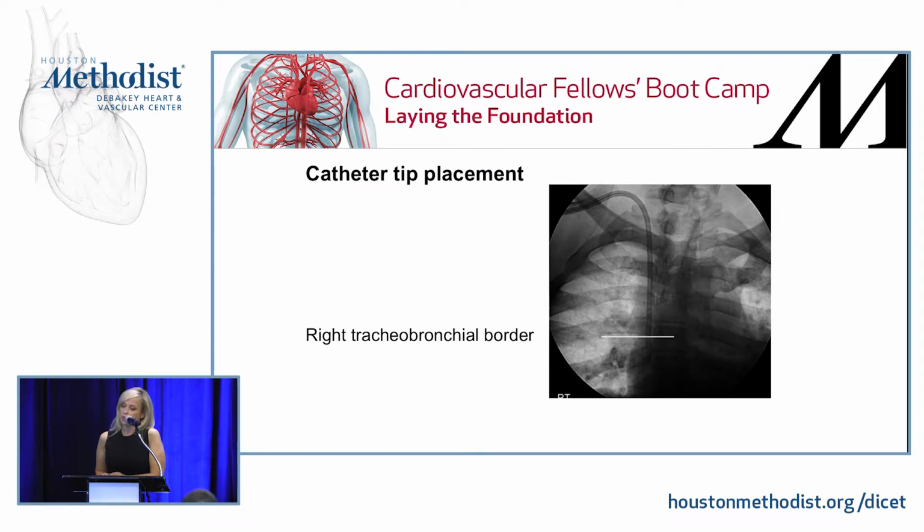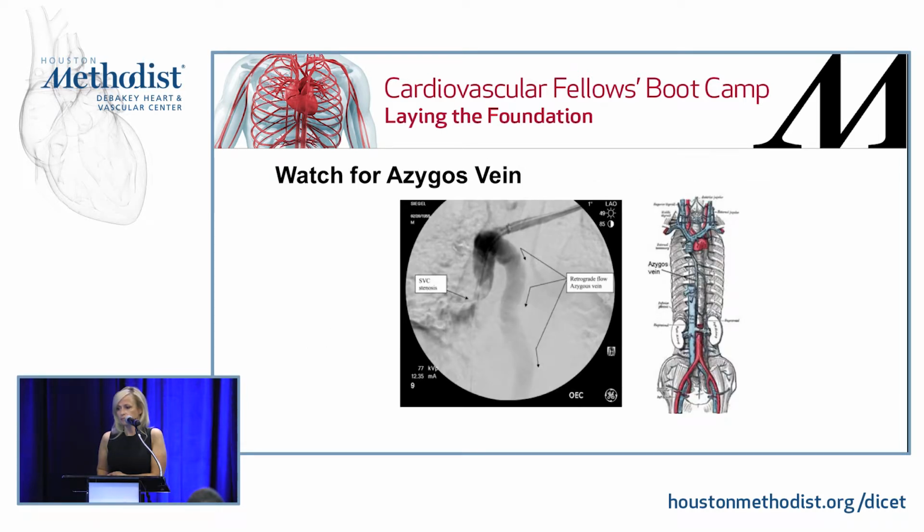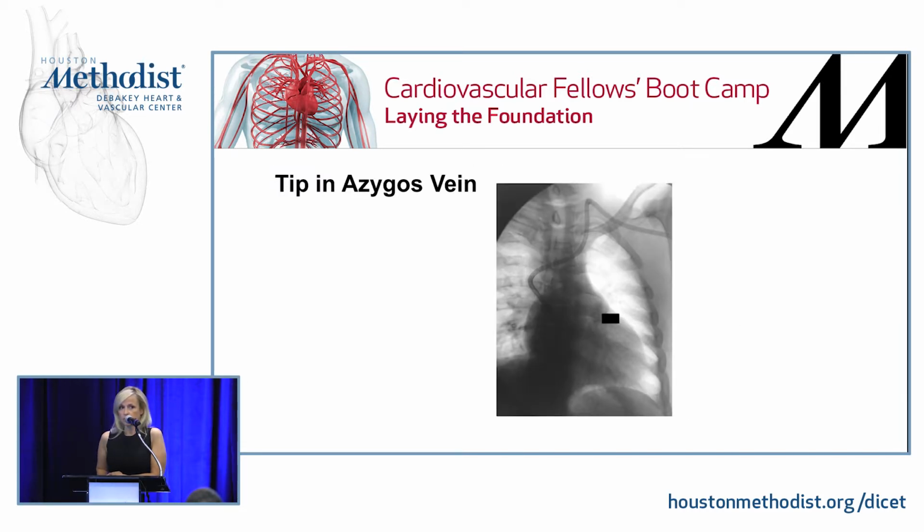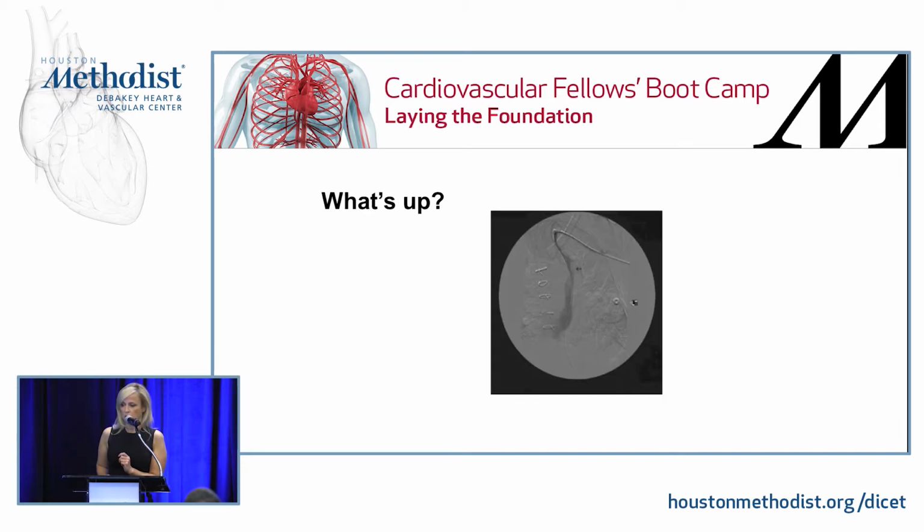The tip of the catheter should be placed at the right tracheobronchial border. This is a rough approximation, but really just at the right atrial junction to the SVC. So again, watch for the azygous vein. Here is another picture of retrograde flow down that azygous vein. In this catheter, the tip is in the azygous vein. So this wouldn't be acceptable. Even if you got return on your catheter, this is not ideal. Even though the azygous can get very large, the flow generally won't be high enough to sustain the catheter, and you're probably going to find that the catheter is not going to last very long.